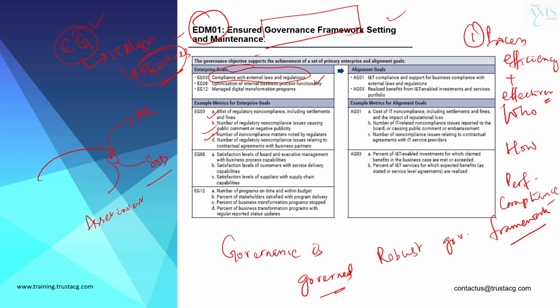Like, say, for an example, how much your board and executive leadership is satisfied with the business process capabilities that are defined. A business process can be anything. Like, say, for an example, you are converting your leads, from a sales perspective, into deals, right? Likewise, how your payroll process has been defined, how your HR related processes are defined, how your accounts related processes are defined. These are all business processes, right?